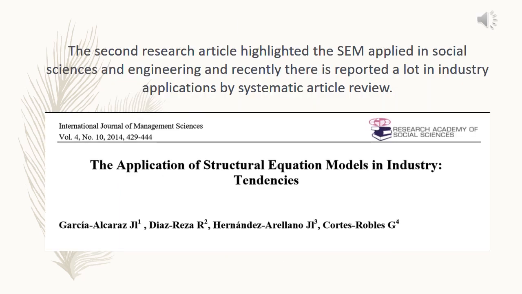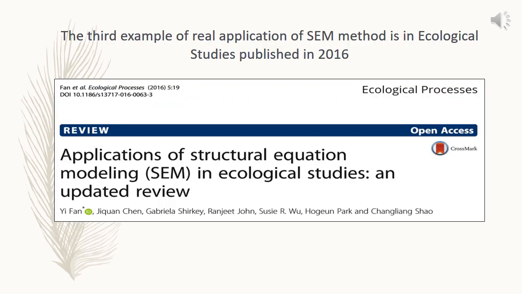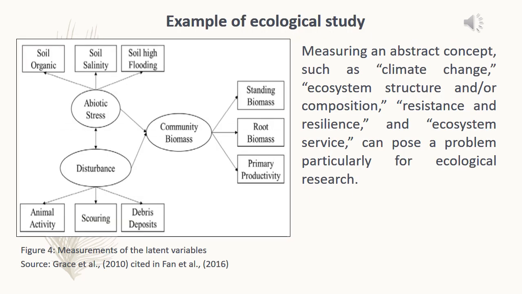The second research article highlighted the SEM applied in social sciences and engineering, and recently there is reported a lot in industry applications by Systematic Article Review. This article reports on strategic planning, logistics, production process, industrial safety and ergonomics, performance, decision-making and environmental impacts pertaining to the industry. Finally, the third SEM method is identified in ecological studies published in 2016 done by Fan et al. The study measured variables such as climate change, ecosystem structure and/or composition, resistance and resilience, and ecosystem service, which can pose a problem particularly for ecological research.